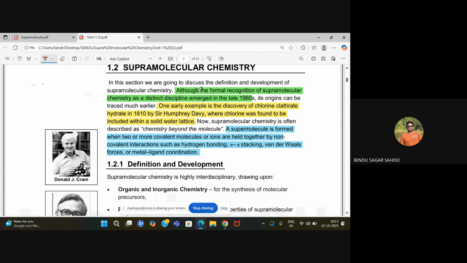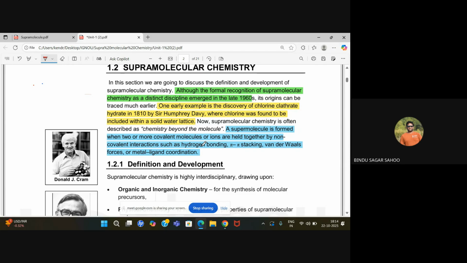When there is a covalent interaction, there will be a mutual sharing of electrons or overlapping of orbitals. But a non-covalent interaction is a weak interaction compared to ionic and covalent interactions. When I say non-covalent interaction, it can be of many different types. Sometimes it can be hydrogen bonding, or pi stacking, or van der Waals forces, or metal-ligand coordination. These are the interactions that exist in a supramolecular compound.